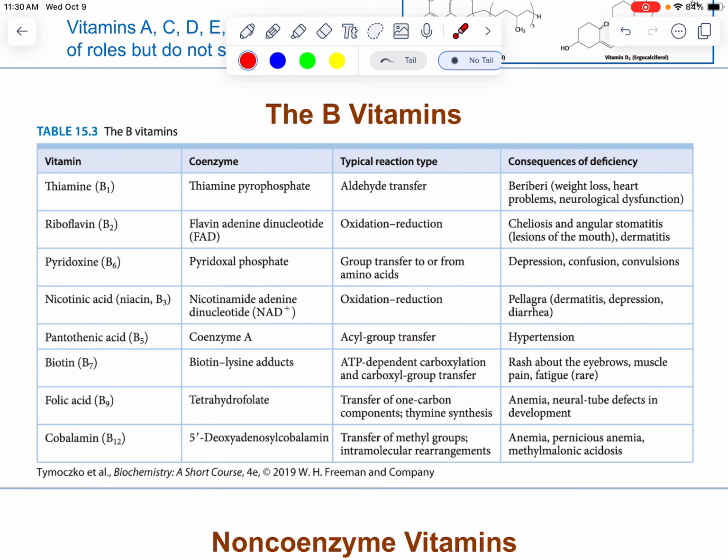So this is more just for interest. It talks a little bit about the different vitamins, okay, and the type of reaction that vitamin, incorporated into this coenzyme, is involved in, and consequences of deficiency. Most people get enough vitamins. If you eat a balanced daily diet, generally most people get enough vitamins from their diet, with the exception of folic acid for women of childbearing age. But that does depend on your balanced diet.